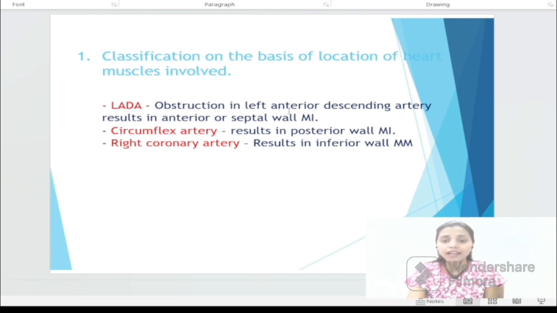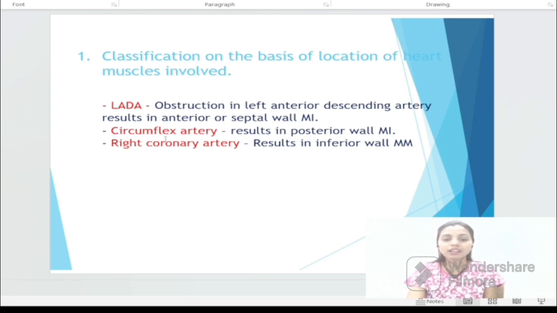Obstruction in the left anterior descending artery results in anterior or septal wall MI. If the left anterior descending artery is involved, and in this artery necrosis or ischemia is caused, this ischemia causes anterior or septal wall MI. Okay, so LAD involvement is the most common MI, and most people have this type of MI. And MI is not common less than 40 years of age, it occurs at 40 years of age and after that.